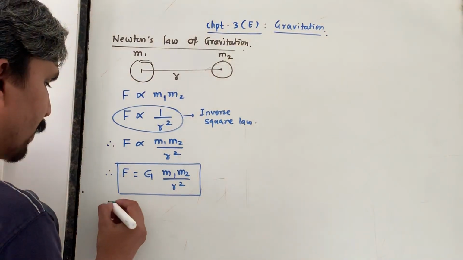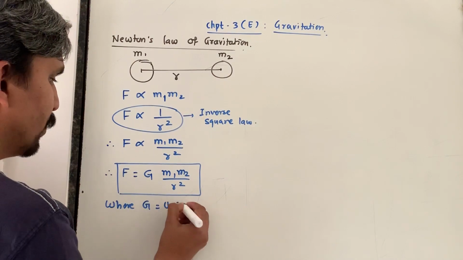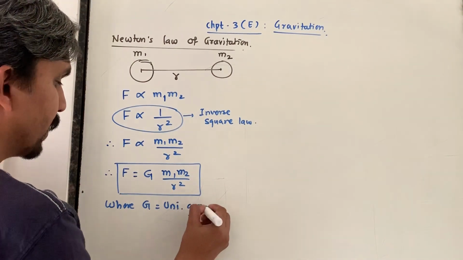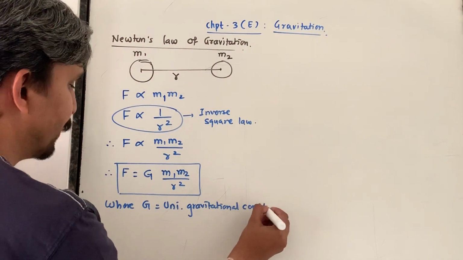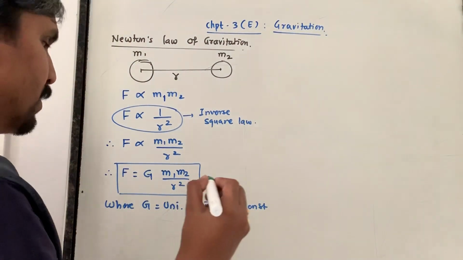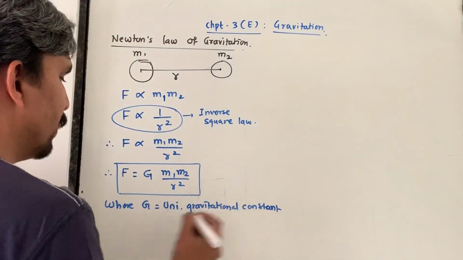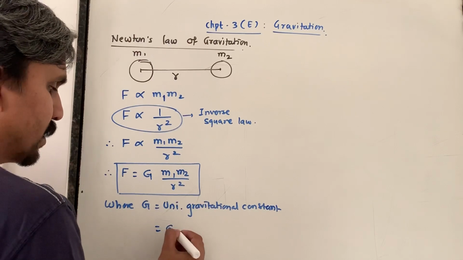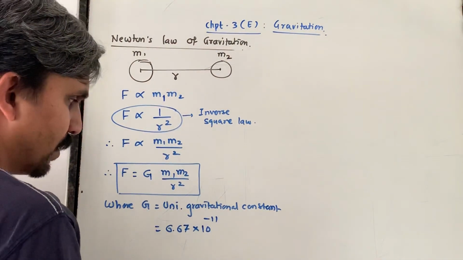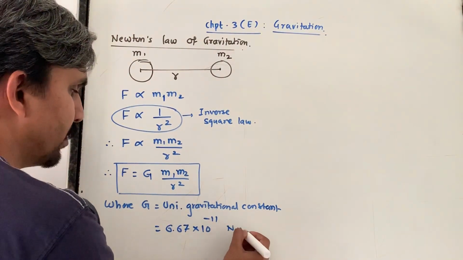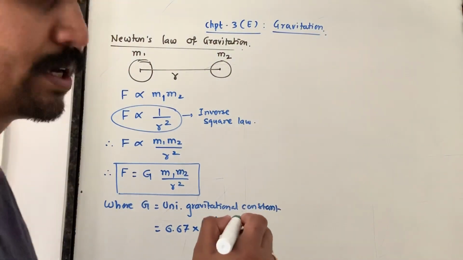Here G is called the universal gravitational constant. This is different from small g. This capital G is the universal gravitational constant whose value is fixed, that is 6.67 into 10 raised to minus 11. The unit is Newton meter square upon kg square.